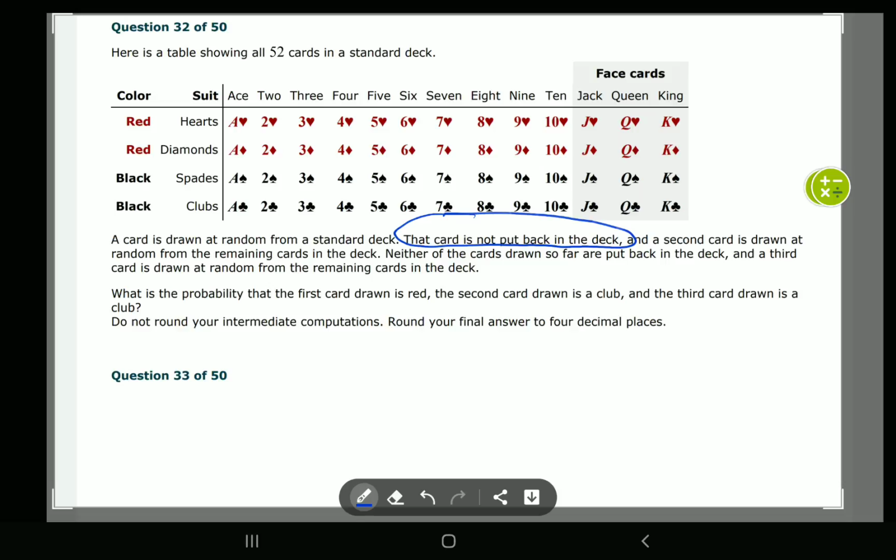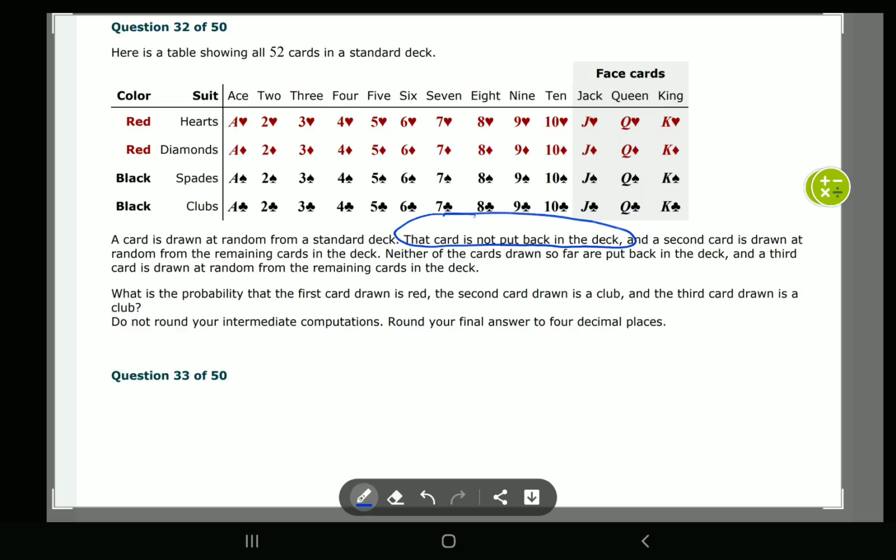What is the probability that the first card drawn is a red, second card drawn is a club, and the third card drawn is also a club? When you draw a card, you do not replace it. You do not put it back. Now remember, when you're doing 2 or more events, one after another, that goes with the multiplication rule of probability. But when the first event will affect the sample space, which therefore affects the probability of the second event and the events that follow, these are dependent events.